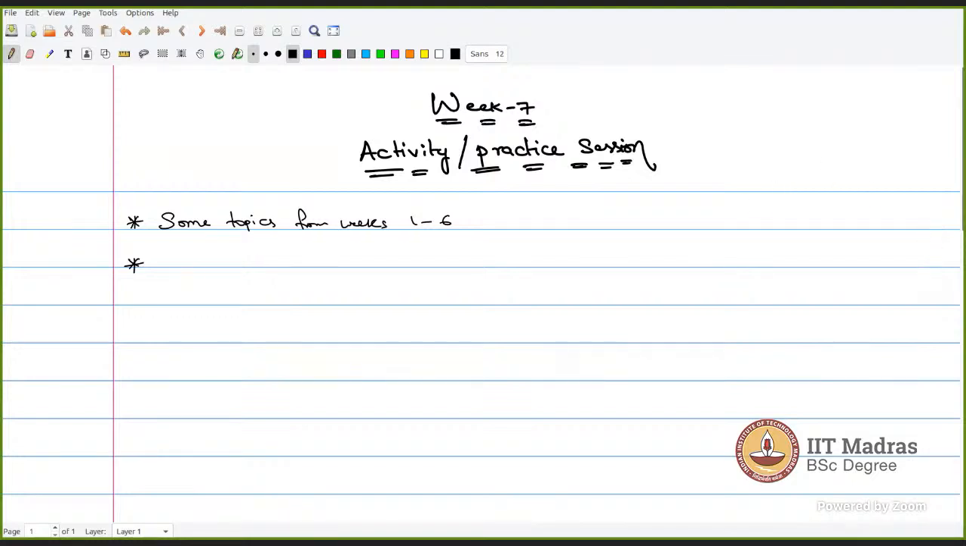Question number 4. Yes, sir. I also have a doubt in the same thing. Sir, what is the difference between strictly decreasing and simple decreasing? See, strictly decreasing means less than. Okay, I will explain. Just give me a second.